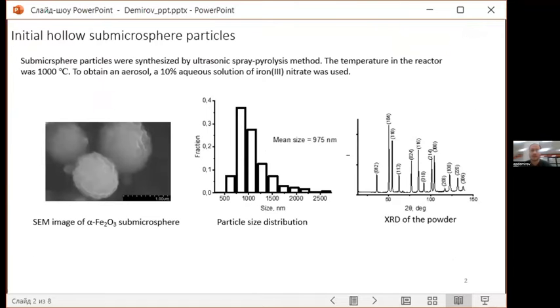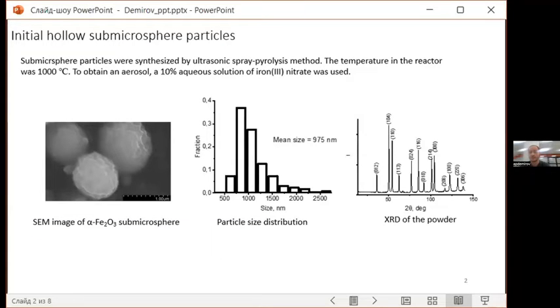So firstly, I synthesized hollow submicrospheres, and the main feature of these particles is the presence of a pore inside the particles. It is well known that the concentration of vacancies near the pore is more than equilibrium. Also, we know that oxygen vacancies in hematite are donor dopants, and therefore the bottom of the conduction band near the interface wall-pore is lower than at the interface wall-electrolyte.